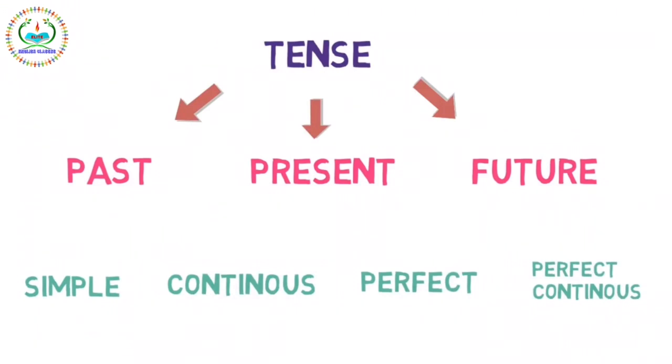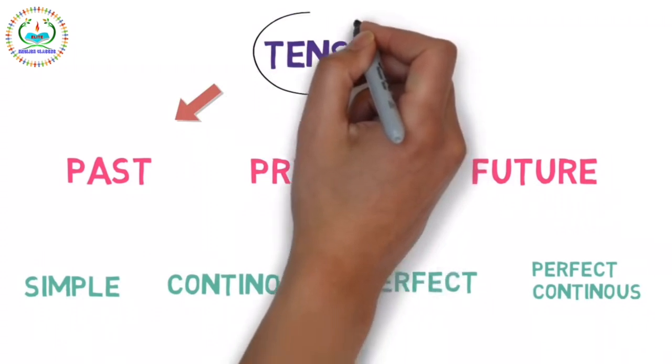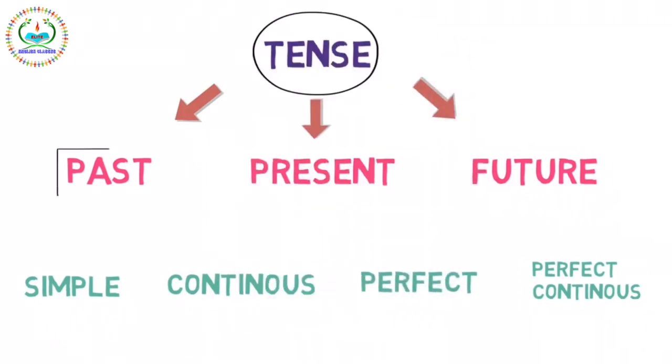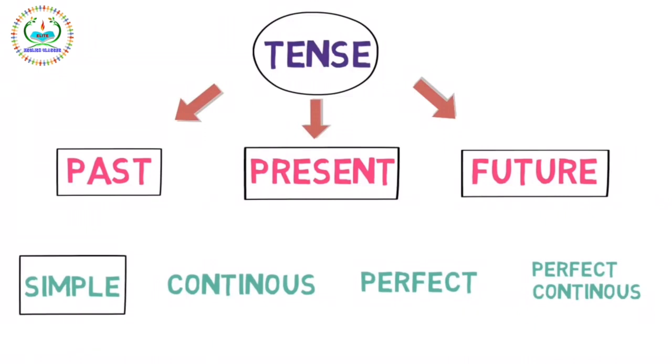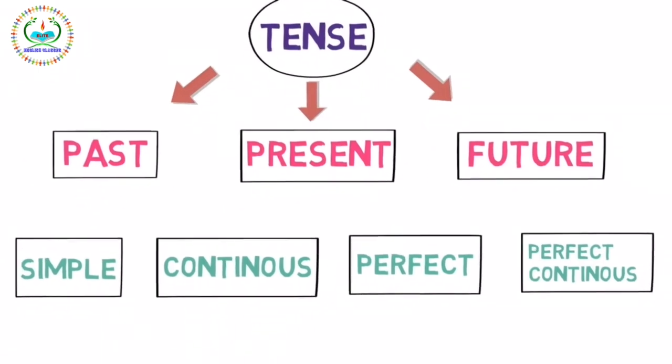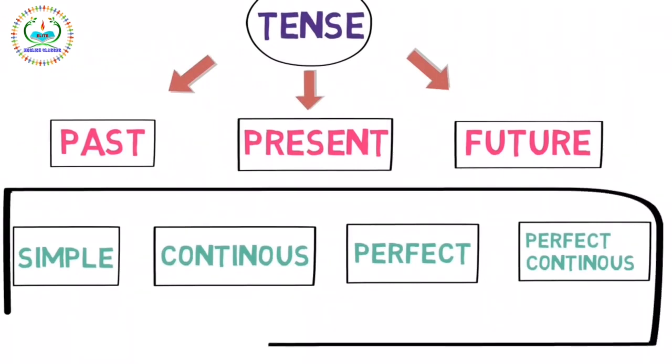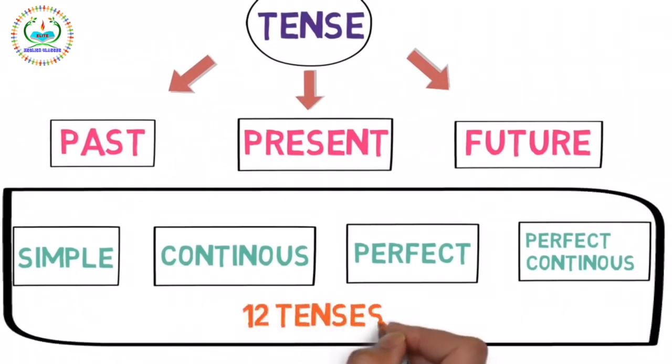You can consider it as a family tree where grandfather tense is having three children: past, present and future. And each parent is having four sons with the same name: simple, continuous, perfect and perfect continuous. Combining them all becomes 12 siblings. So, we are going to learn each of them one at a time.